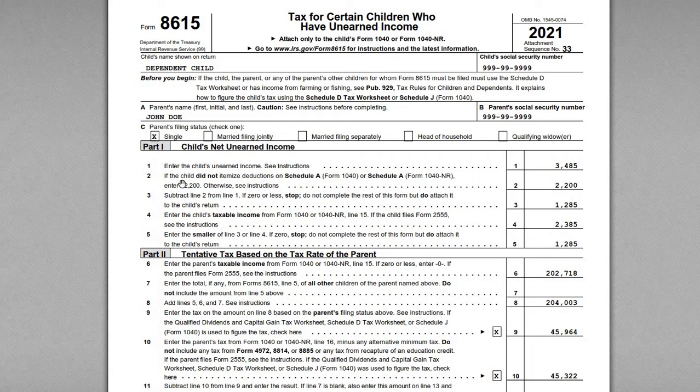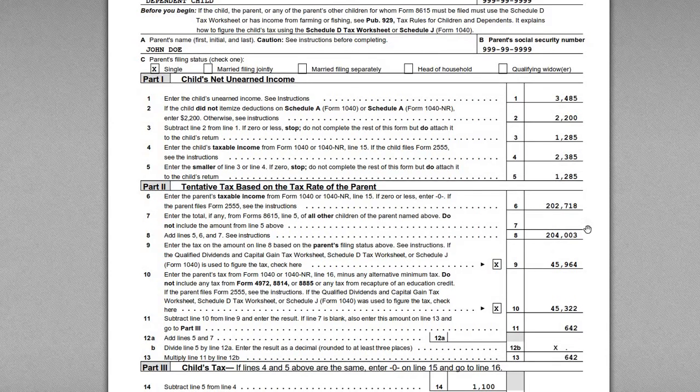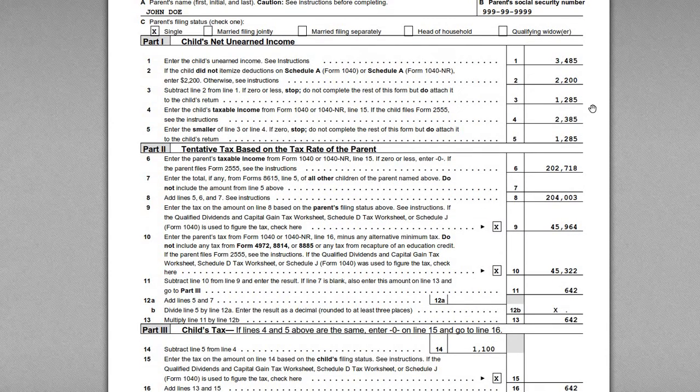Now for line 2 here, it's asking us if the child didn't itemize, just enter 2,200, right? So that's obvious, right? The child doesn't have any itemized deductions, right? He's 6 years old. So we've got $2,200 as the deduction here. And so that is effectively the floor, right? And so any amount of unearned income over that is the piece that's effectively going to be subject to tax here. So subtract line 2 from line 1, and we've got $1,285, okay? So child's total taxable income pulling through from the first page on the 1040, $2,385, and then the smaller of the two numbers is the unearned income excess, $1,285.